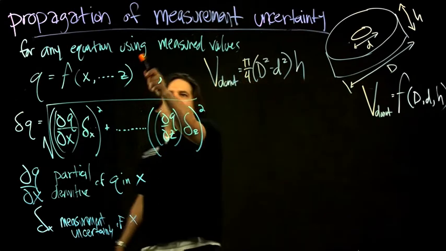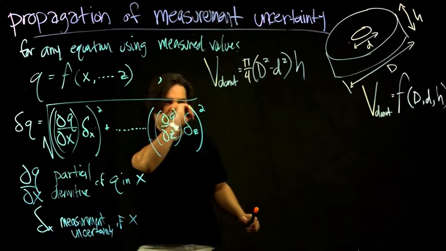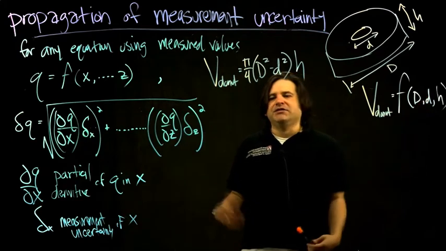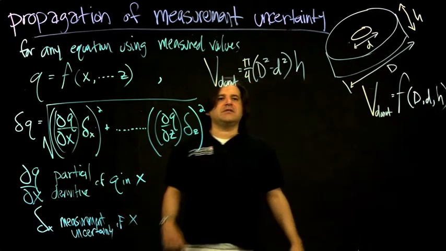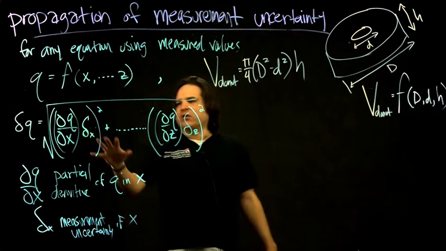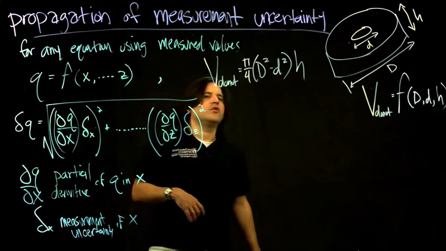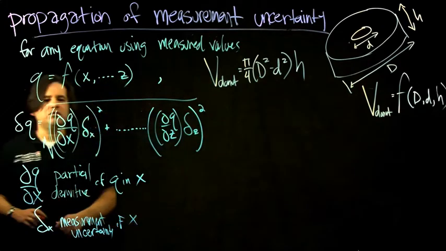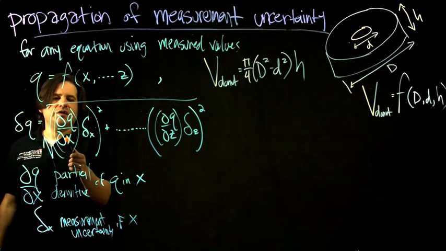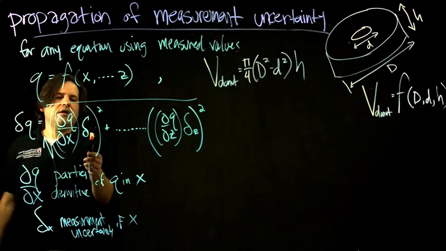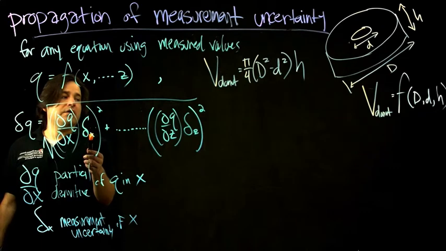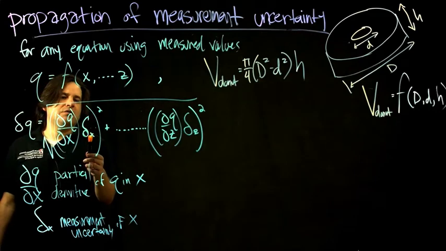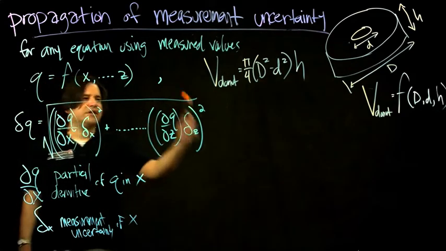So this is our equation, and to find the answer, we need to measure big D, little d, and h. That's what we're going to apply this general propagation of error equation to. From this equation, what we have to do is find the proper partial derivatives with each variable, use the reported measurement uncertainty for each variable, which I'm going to tell you right now, and then we're going to square them, sum them, and take the square root.